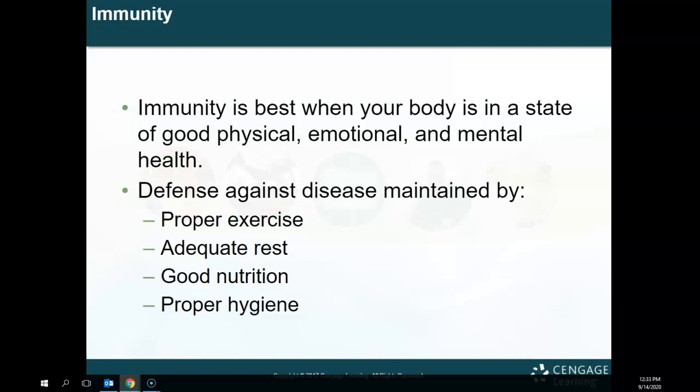The defense against disease maintained by proper exercise, adequate rest, good nutrition, and proper hygiene. The term for that is homeostasis. If you have homeostasis in your own body, then you have all of these things. You have proper exercise, you have adequate rest, you have good nutrition, and you have proper hygiene. Questions on that? Pretty straightforward, right? Like not a big deal.